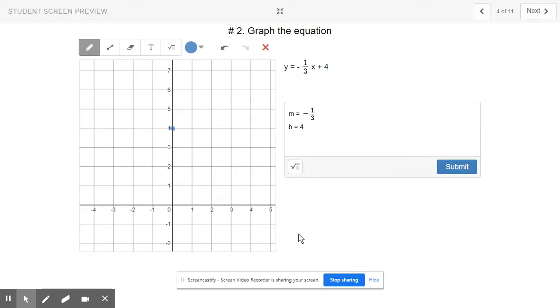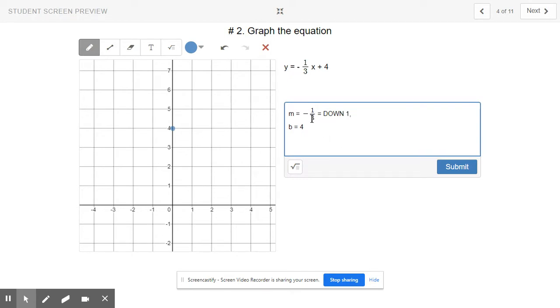I just need one more point to graph my line. Now I'm going to use my slope. In this case, I have a negative slope, so the only difference here is instead of up, I'm going to go down. Remember, I'm going to go down however much the top number is, so down 1.